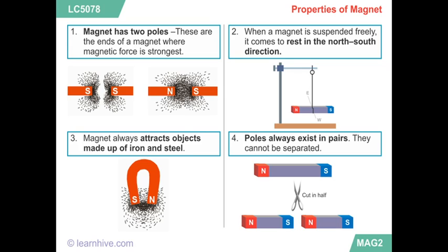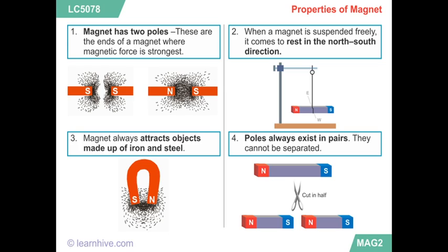So in this lesson we have learned about the properties of a magnet. Properties means what? The structure, the attraction, repulsion, then the poles, and how they are suspended freely in the north and south direction. All these are the properties of a magnet. So let's recall all the properties that we have learned in this lesson. The first property of a magnet is that a magnet has two poles, correct? North pole and south pole.